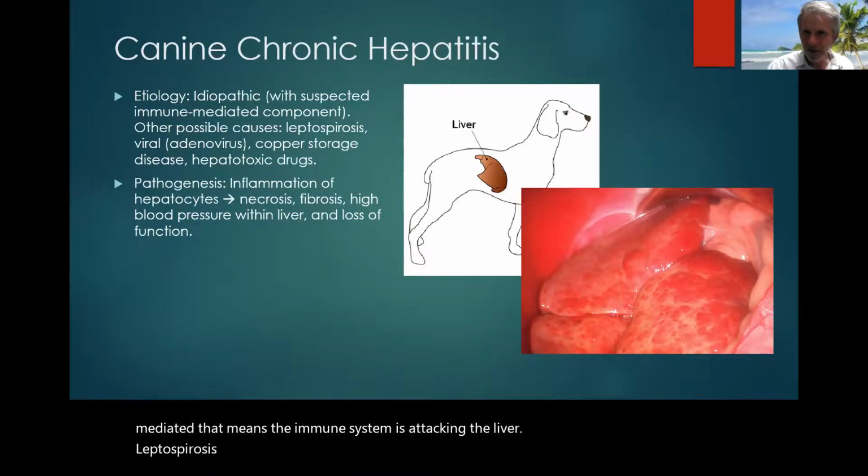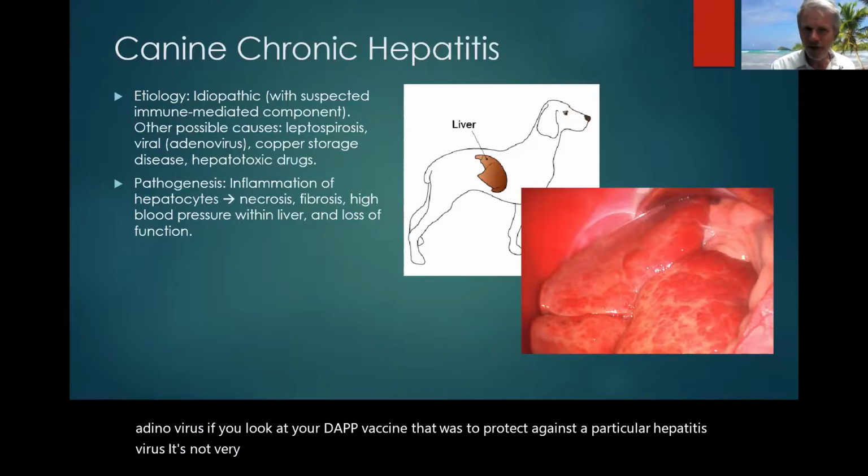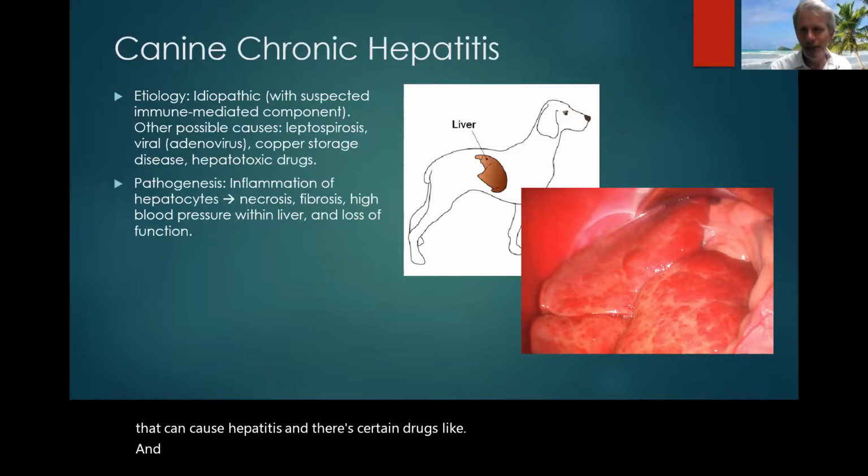Leptospirosis can attack the liver. Leptospirosis can attack the kidneys or the liver or both. The adenovirus, if you look at your DAPP vaccine, that was to protect against a particular hepatitis virus. It's not very common anymore. Some dogs have a disease called copper storage disease that can cause hepatitis. And there are certain drugs like NSAIDs that potentially could be hepatotoxic. That's not a very common cause, though.